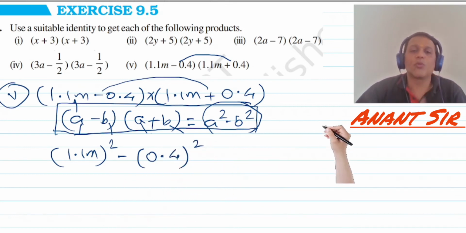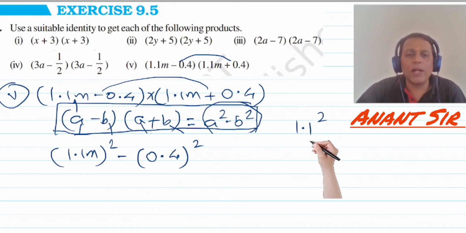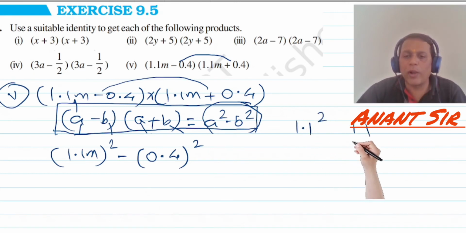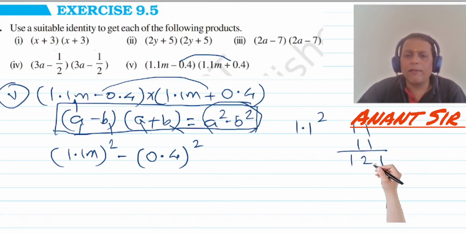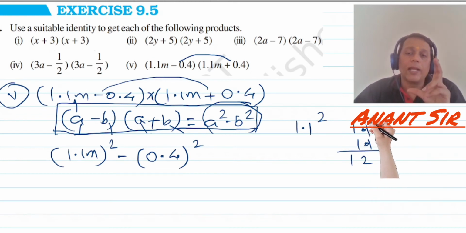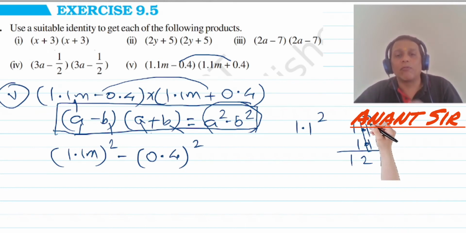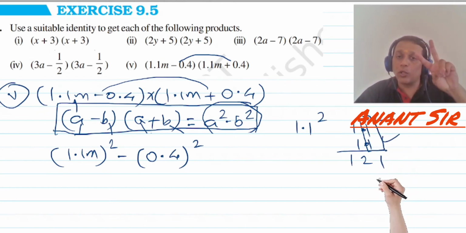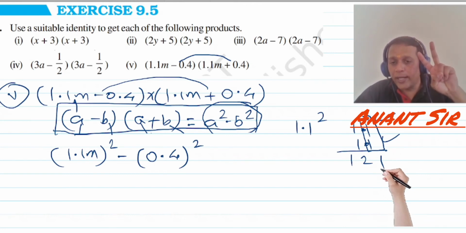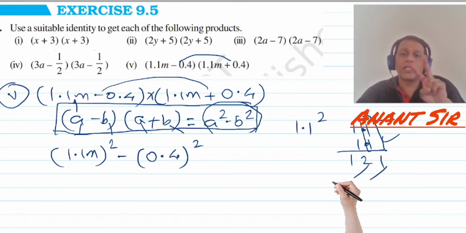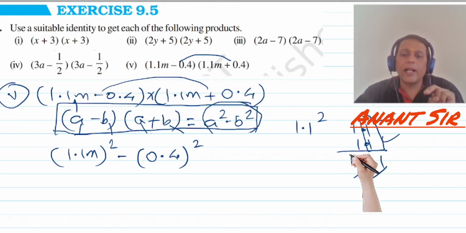Now here also few students make mistake. 1.1 square is, forget about the point, okay, 11 into 11, 121. Where was the point? 1.1. So total how many digits are there after the decimal point? One in the numerator, one in the denominator. Total 2 digits after the decimal point. So leave the 2 digits from the right hand side and give the point here.